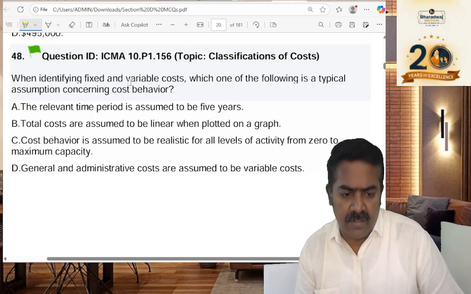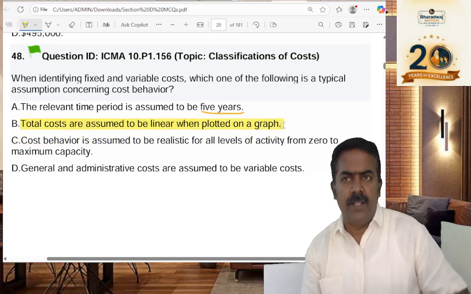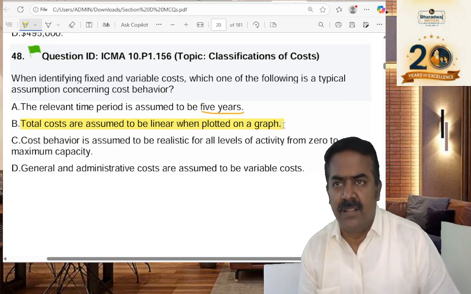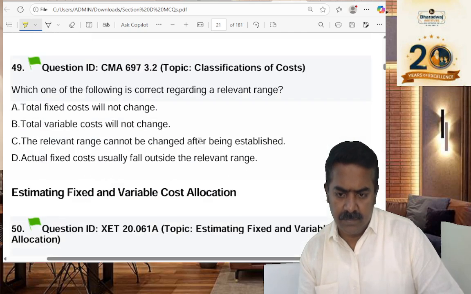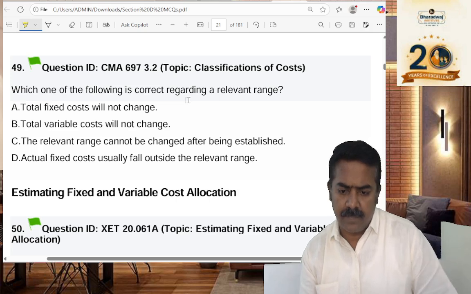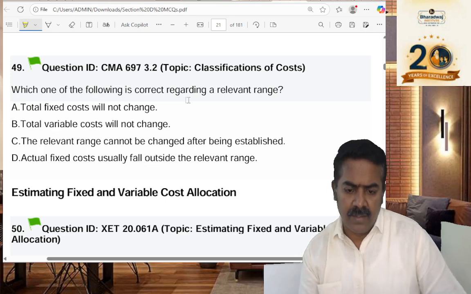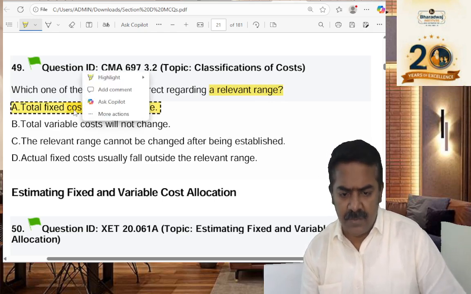While identifying fixed cost and variable cost, there is no such assumption like 5 years. Total costs are assumed to be linear when plotted in a graph. Simple. Linear means that something grows along with something. Which of the following is correct with respect to relevant range? The question is about relevant range. Fixed cost will not change within the relevant range.